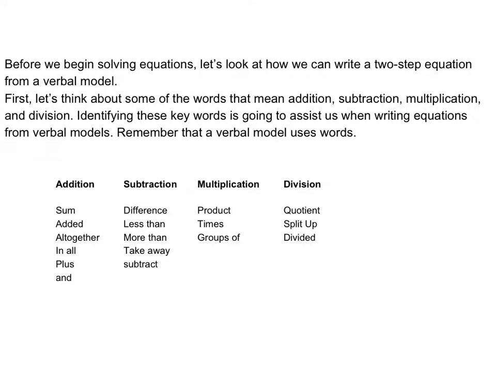Before we begin solving equations, let's look at how we can write a two-step equation from a verbal model. First, let's think about some of the words that mean addition, subtraction, multiplication, and division. Identifying these keywords is going to assist us when writing equations from verbal models. Remember that a verbal model uses words. So if we're doing addition, they're going to use words like sum, added, altogether, in all, plus, or and. For subtraction, difference, less than, more than, take away, subtract. Multiplication, product, times, groups of. Division, quotient, split up, or divided.